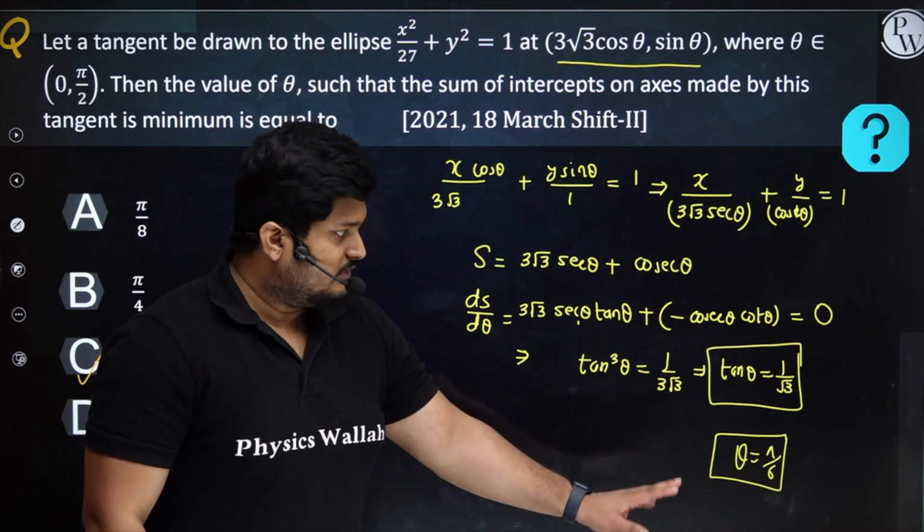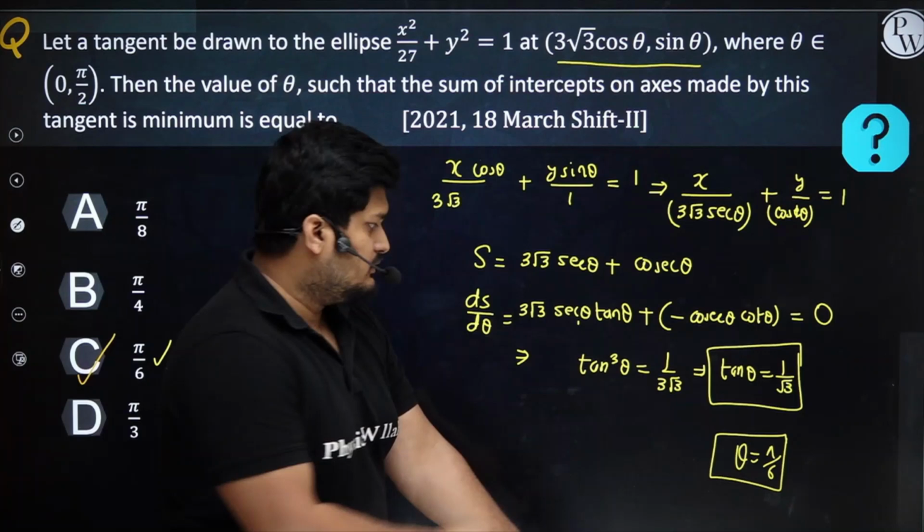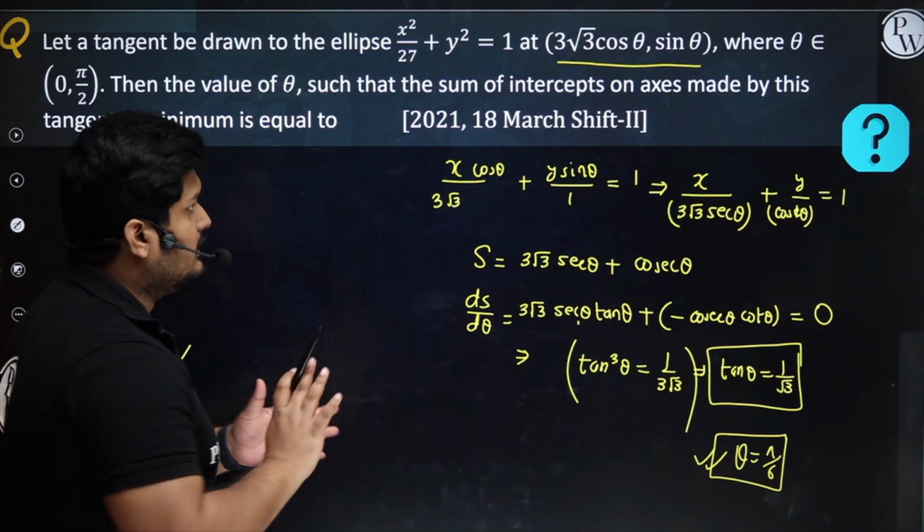We have got sum of intercept. Just we need to differentiate. We got tan cube theta is 1 upon 3 root 3. And from there, we can come in. Theta will be 30 degree. I hope the concept is clear, guys. Moving on to next question.